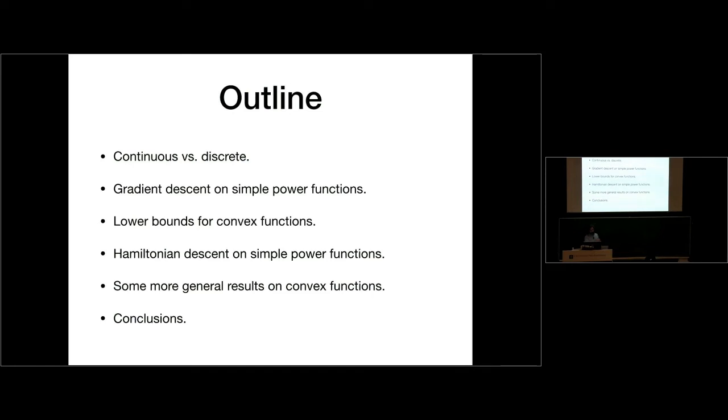Then we're going to introduce these Hamiltonian descent methods, which we've introduced in a new paper on arXiv last week, again on the simple power examples. And that connection will be clear. And then I'll state some of the general results that we have on convex functions and conclude. So this work is just going to be about convex functions. Clearly, we're interested in going beyond that in later work.